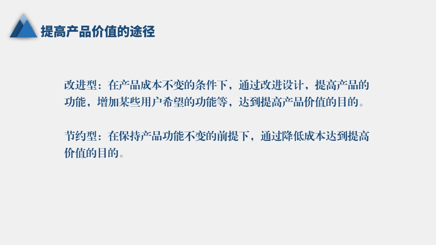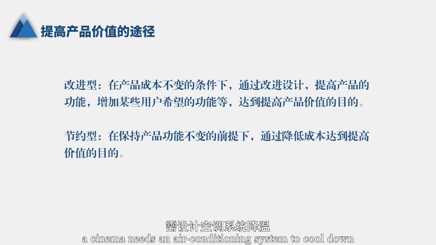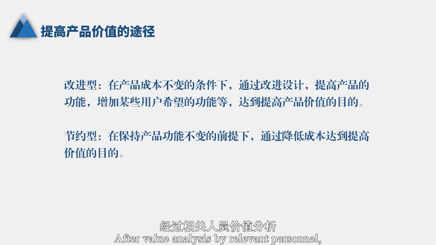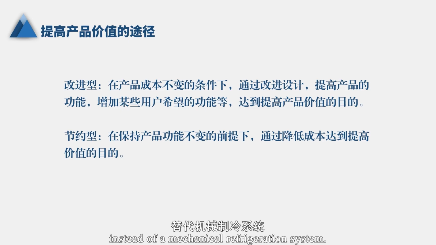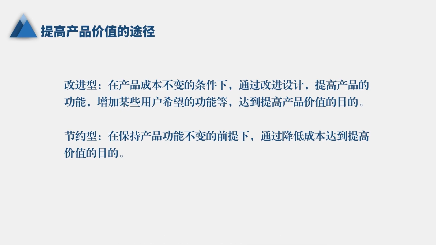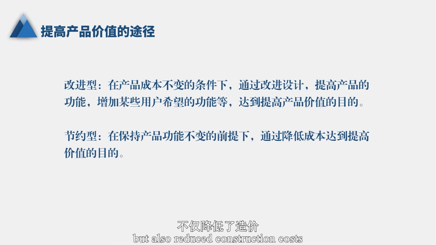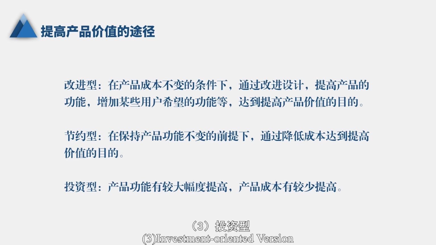For instance, due to high temperatures in summer, a cinema needs an air conditioning system to cool down and meet people's comfort needs. After value analysis by relevant personnel, it was decided to use a civil air defense tunnel ventilation system instead of a mechanical refrigeration system. After implementation, this system not only met the cinema's air conditioning requirements, but also reduced construction costs and saved operation and maintenance expenses. Third, investment-oriented version.